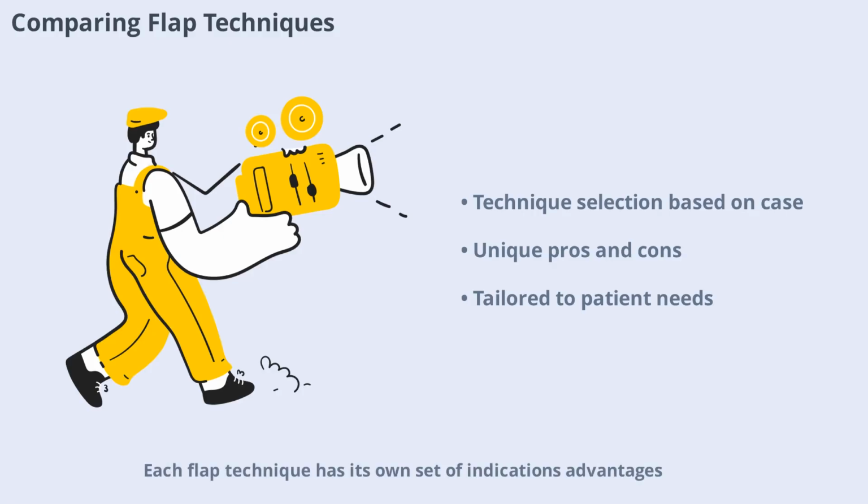Each flap technique has its own set of indications, advantages, and limitations. The laterally displaced flap is best for isolated defects with adequate donor tissue, while the double papilla flap is ideal for wider defects. The coronally repositioned flap excels in treating multiple exposures, and the semilunar flap is perfect for small, localized recessions. Understanding these differences helps clinicians select the most appropriate technique for each patient.